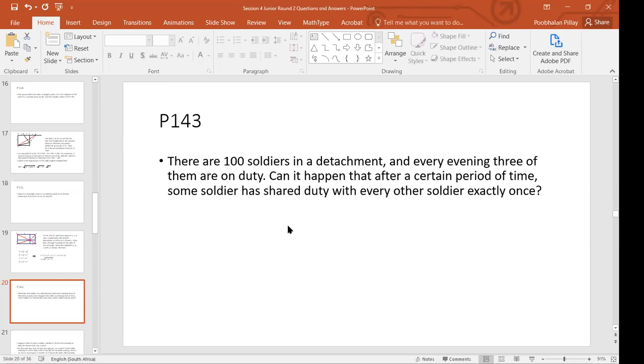All right, so here you go. There are 100 soldiers in a detachment. Every evening, 3 of them are on duty. So you have a group of 3 people who are on duty at some detachment, whatever that is. Soldiers, okay, so it's an army situation, and you got 3 people who are on duty every evening. So maybe we can just draw a little box there. So there are 3 people on duty every evening.